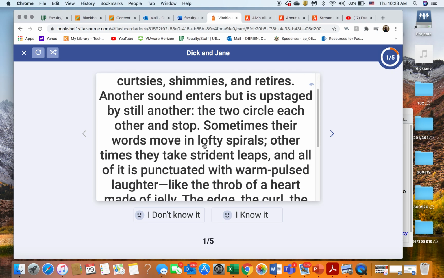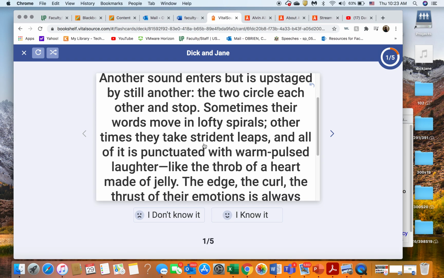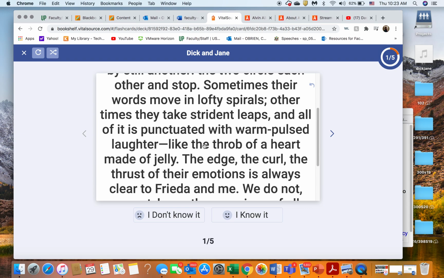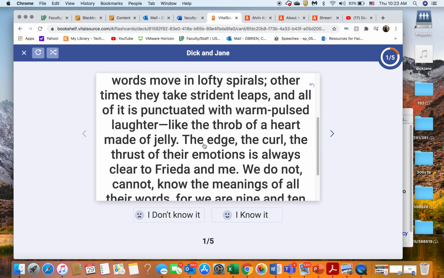Another sound enters, but is upstaged by still another. The two circle each other and stop. Sometimes their words move in lofty spirals, other times they take strident leaps, and all of it is punctuated with warm pulsed laughter like the throb of a heart made of jelly.